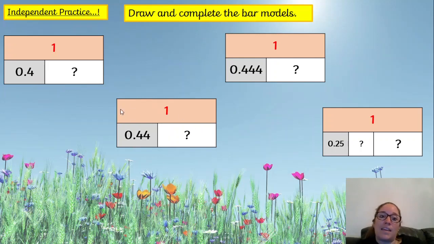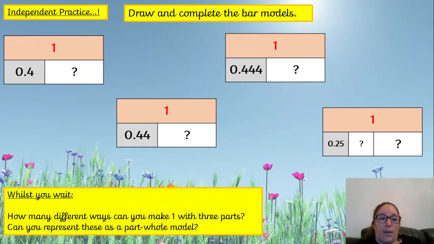And again, think about that 100 square. How many pieces are you going to colour in? How many pieces will you have left? And this one's the same as this one really, but it's got a thousandth rather than tenths and hundredths. Whilst you wait, if you finish that quickly, how many different ways can you make one with 3 parts? And perhaps you can represent that as a part-whole model.